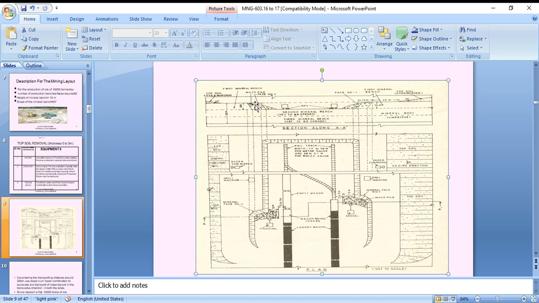You see here, this is the section view. From this part is the section view. Once the section view, you can see this is the plan view. So all the topsoil will be dumped around the mine site. This is the topsoil.